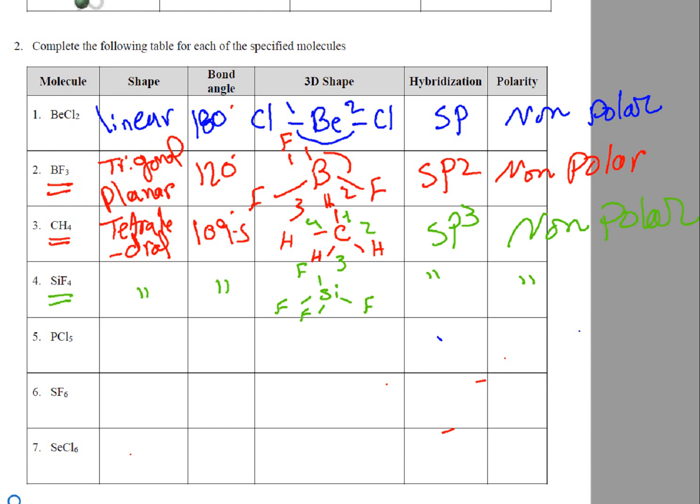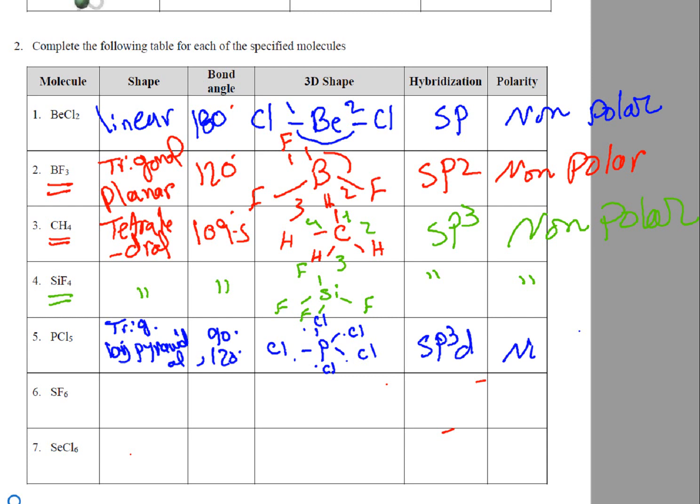PCl5, phosphorus is in group 5, surrounded with 5 electrons. It's going to share these 5 electrons with 5 Cl atoms. So the molecule will be trigonal bipyramid. The bond angles will be 90 and 120 degrees. Type of hybridization, count the effective pairs, 1, 2, 3, 4, 5. So it's type sp3d, and it will be nonpolar.